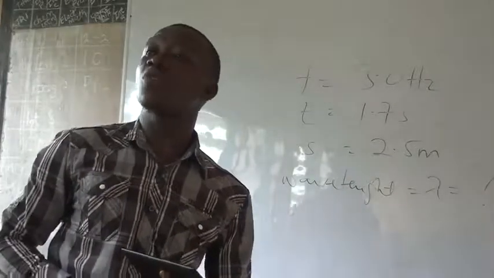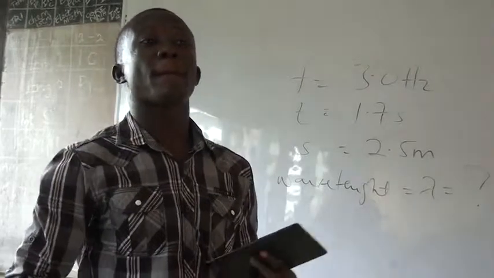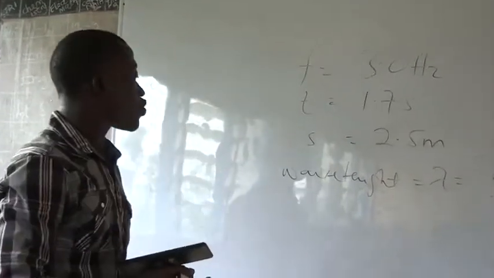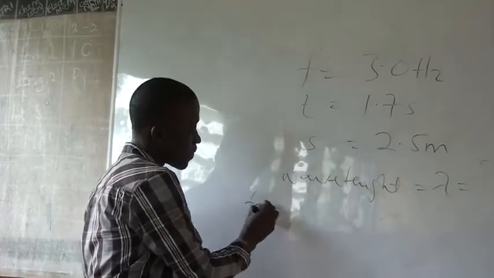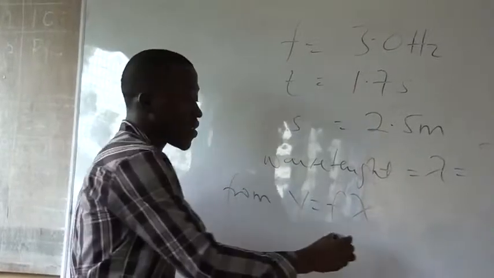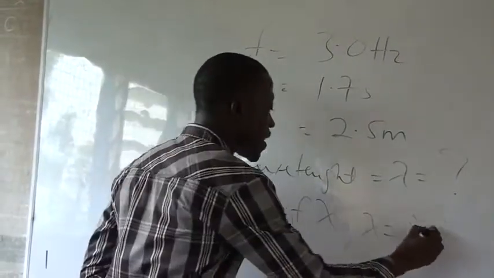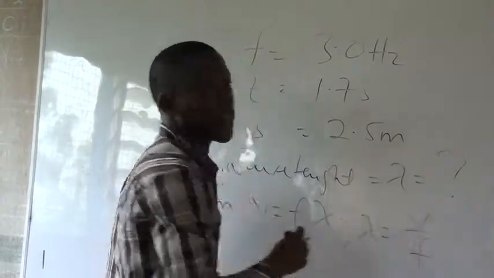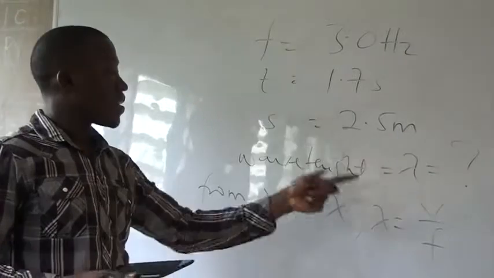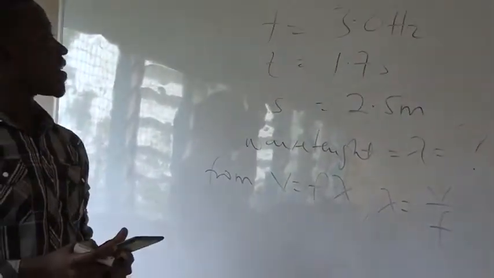What expression can we use to find wavelength? Yes, Biker. V is equal to f times wavelength, so wavelength is equal to what? Speed or velocity over what? Frequency. We know frequency, right? Now we need velocity. We must find it. And how do we find the velocity?